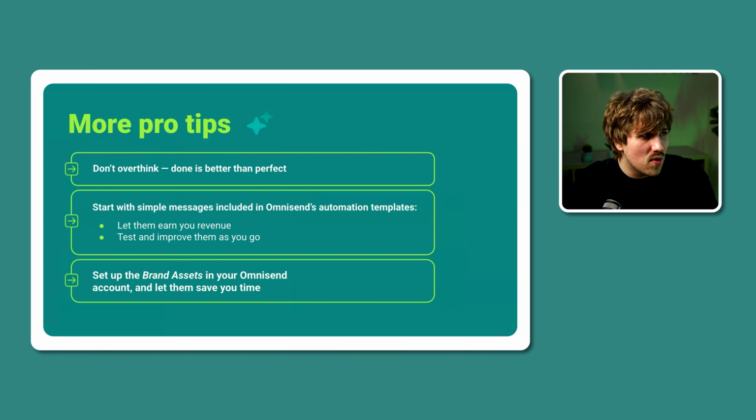So yeah, don't overthink it. Done is better than perfect. Just add one of these ideas and start with simple messages. Start with the ones that we currently have in the automations, let them earn you revenue, and you'll be able to improve from that point in time, just because you'll understand what works and what doesn't. Just keep on testing, keep on adding new stuff from time to time. And obviously you can set up brand assets in your Omnisend account, so it's going to save you some time in building the automations.